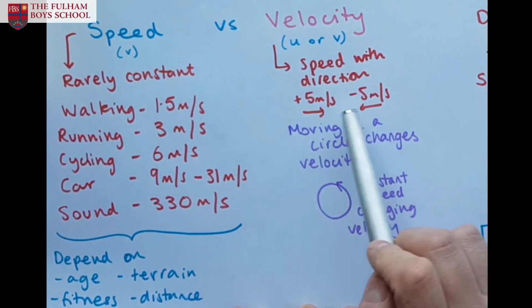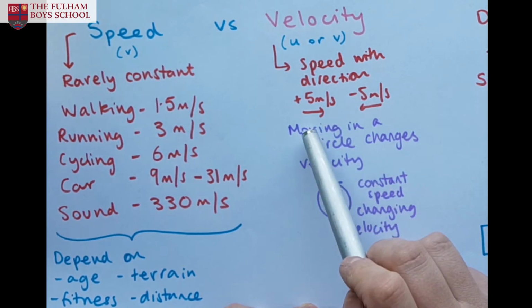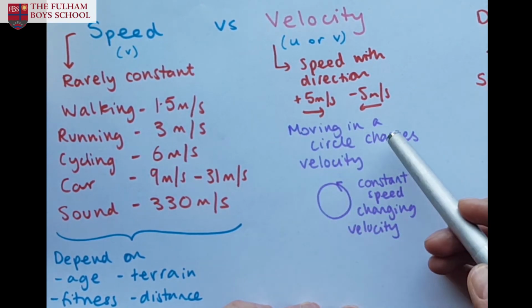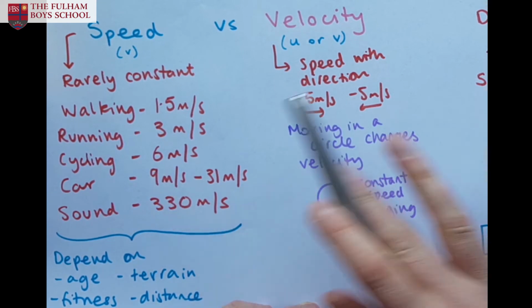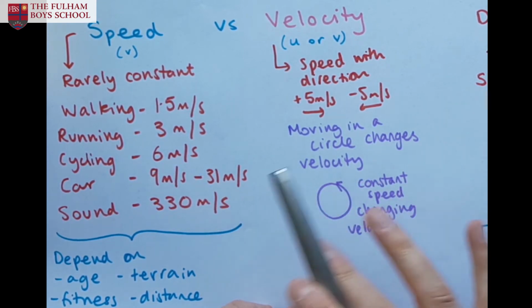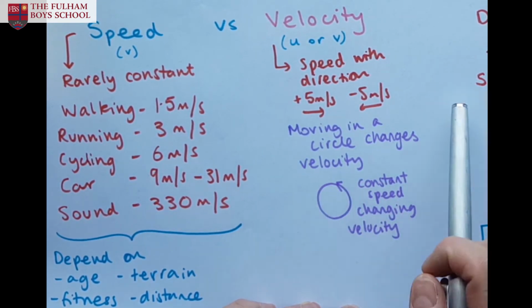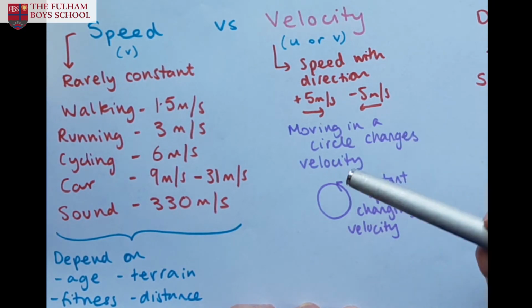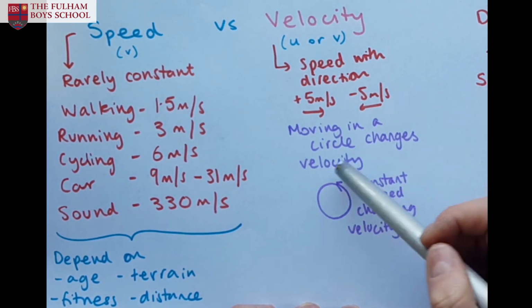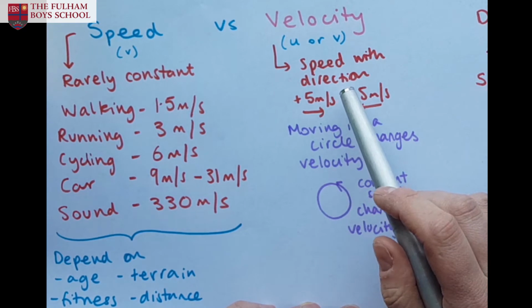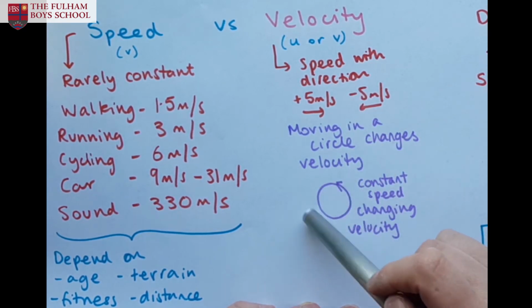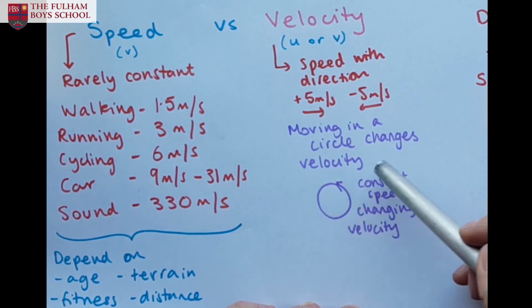Speed with a direction, we sometimes just use plus 5 meters per second to say going right, minus 5 meters per second to say you're going left. If you're talking about an equation, a problem on a page, it's probably just left and right you're dealing with. While we're on velocity, because velocity is speed with a direction, if you're moving in a circle, if you're changing your direction, you are changing your velocity.